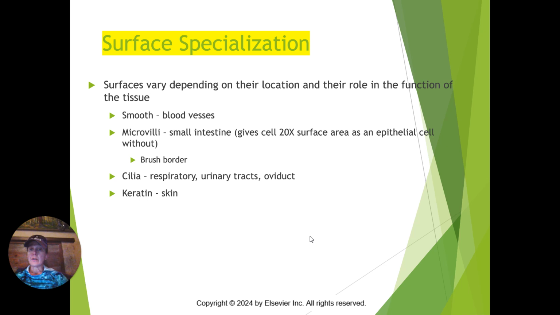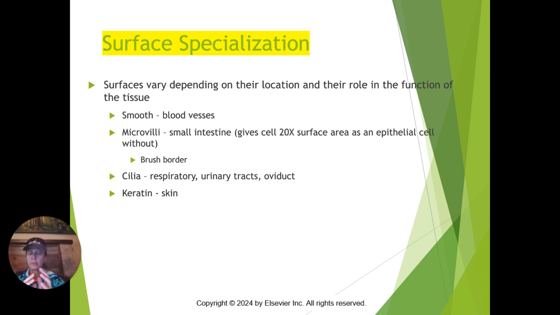Now, epithelial cells can also have surface specialization. That means on the apical or the top surfaces of epithelial cells, they may have some different features that allow them to perform optimally in their target tissues. Blood vessels in general have very smooth surfaces, whereas the small intestine contains numbers and numbers of what are called microvilli. And those microvilli, their primary role is to increase surface area of a cell.